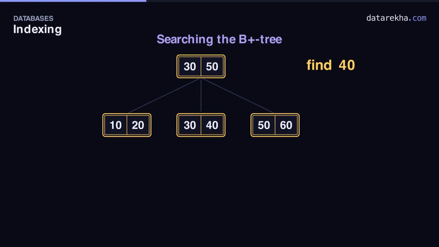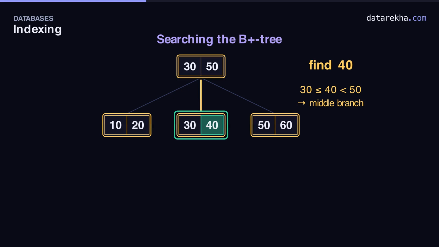Now the payoff. Searching. Let's find the key 40. The search always starts at the root and walks a single path down to a leaf, comparing at each node. At the root, we meet the guide keys 30 and 50. 40 is bigger than 30, but smaller than 50, so it belongs in the middle branch. We follow the middle pointer down and instantly ignore 2/3 of the tree. Down at the middle leaf, we find 30 and 40. Scan across. There is 40. Found it, following one path from root to leaf. 2 node reads, not a million row reads.